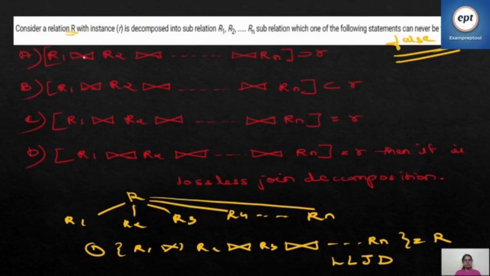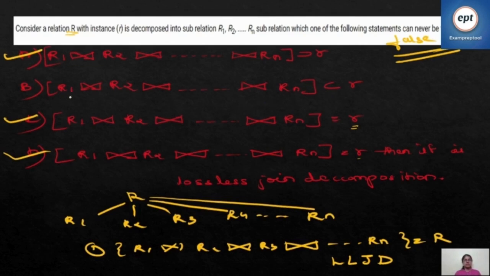Option A is possible because of extraneous attributes, so option A is correct. Option C, if it is equal to R, is also possible if the selection is properly done on the natural join, so we can get R completely. And D is also correct because if we get R, it is called a lossless join decomposition. But a subset is not possible. We can have extra rows, but we can't have fewer.